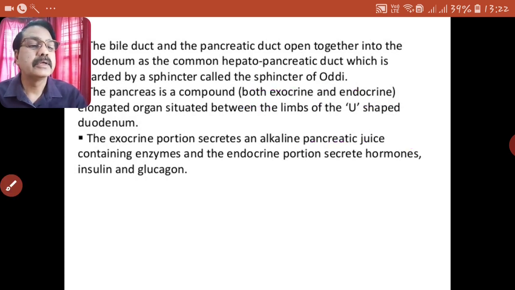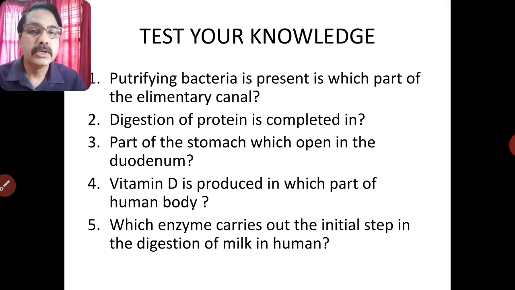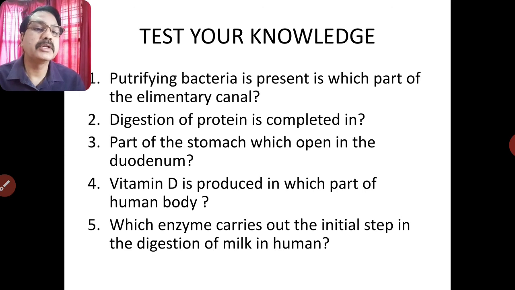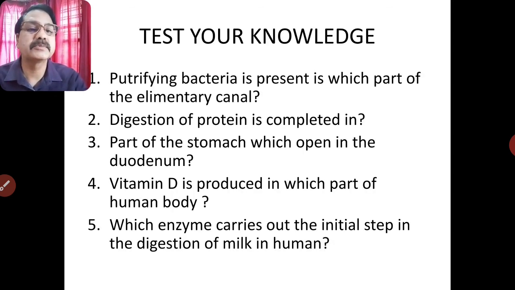Okay, now we can test our knowledge also. This part of digestion we have finished. So test your knowledge. Putrefying bacteria is present in which part of the alimentary canal? We can answer, this is the colon. Digestion of protein is completed in the duodenum. We have discussed this many times.